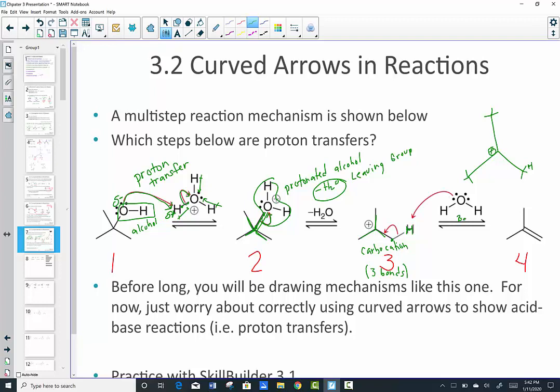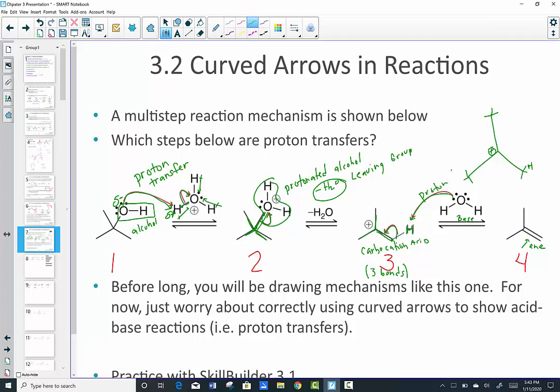The water reaches out and abstracts that hydrogen from the terminal end of the carbon, forcing this bond to collapse. When we collapse this bond, we now have two bonds, and we formed an ene, the double bond product. We've undergone acid-base proton transfer, and in doing so, we produced the alkene as our final product.